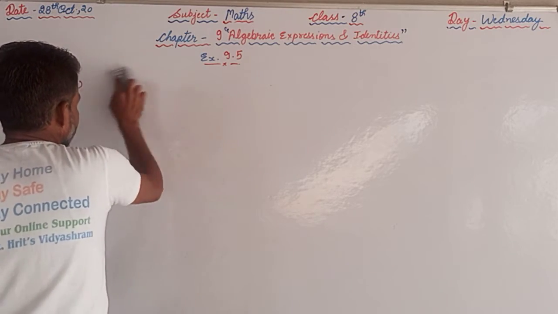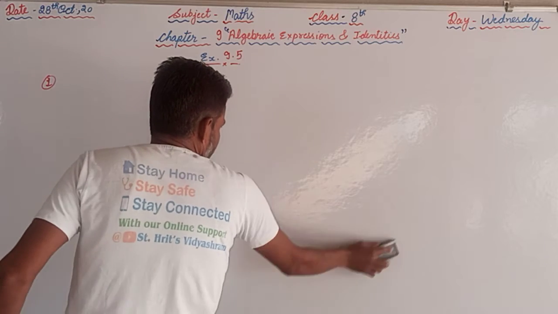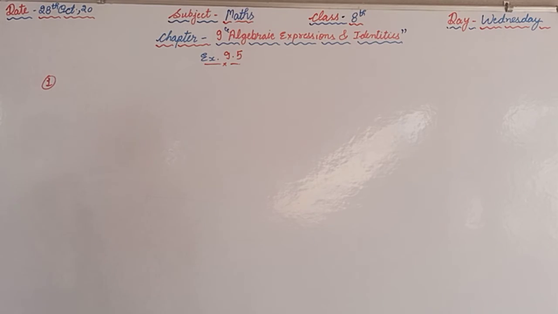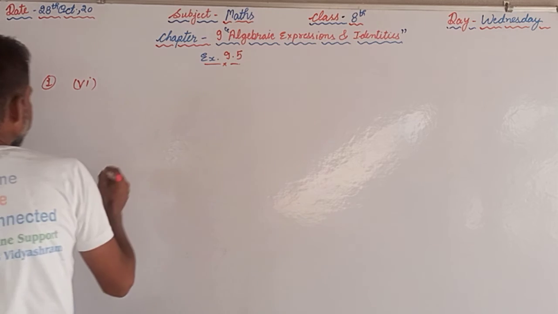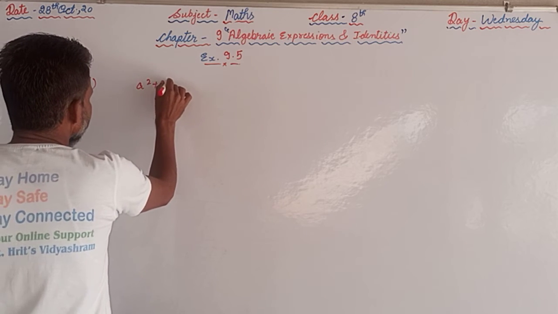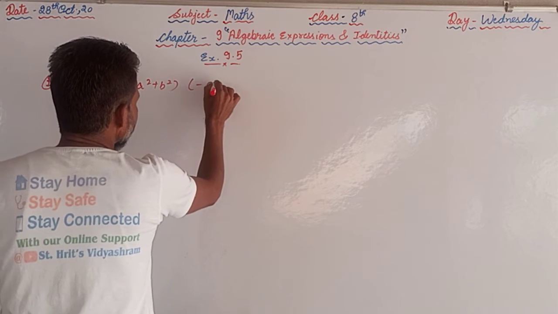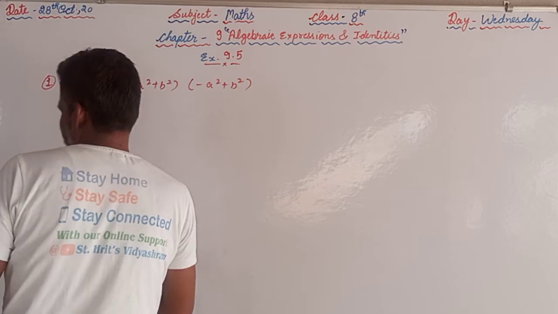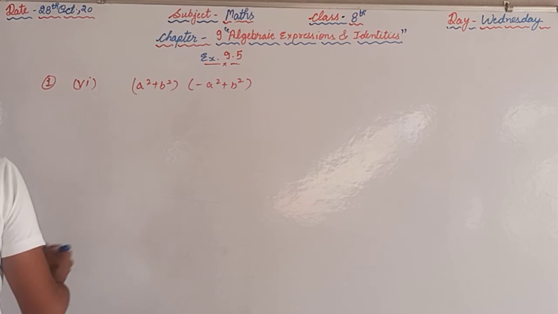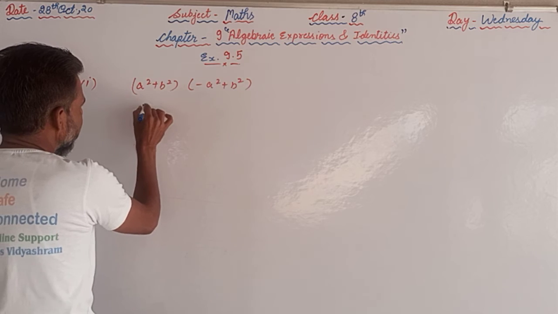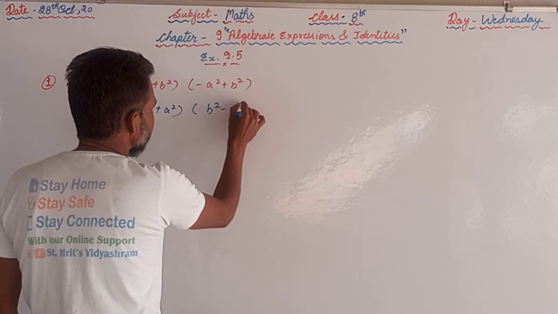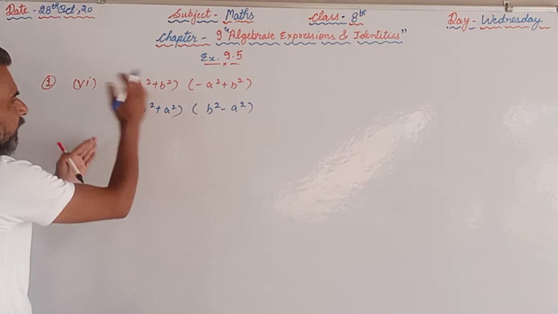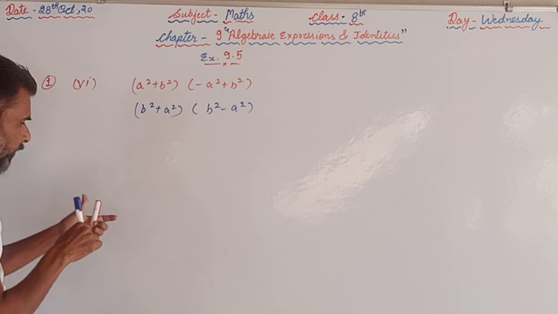Afterwards, we can take some more parts from this question, that is part 6. The sixth part is a square plus b square and minus a square plus b square. So, we can alter that, that is b square plus a square into b square minus a square, means we have interchanged the place, sign we cannot change.